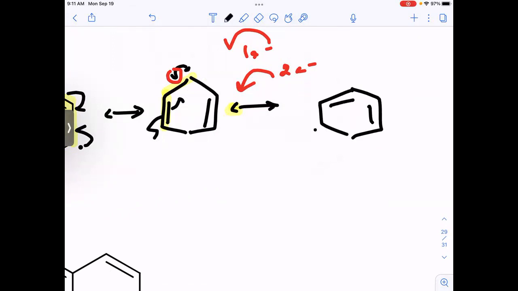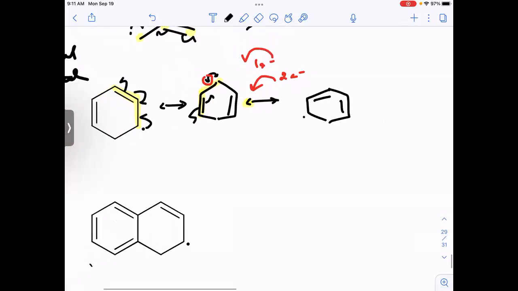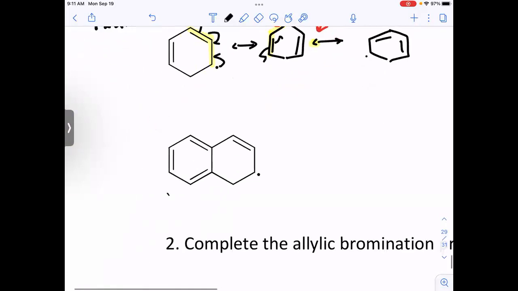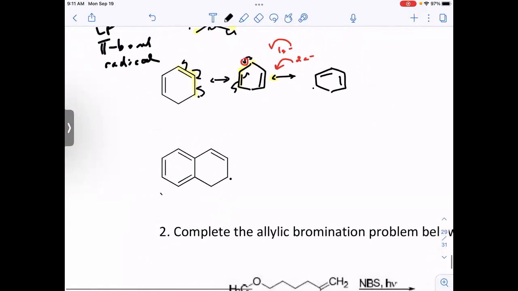So the same way you went forward, forward is relative, right? The same way we went forward, we can go the opposite direction. All right. How many times do you think we can do resonance with this last structure?